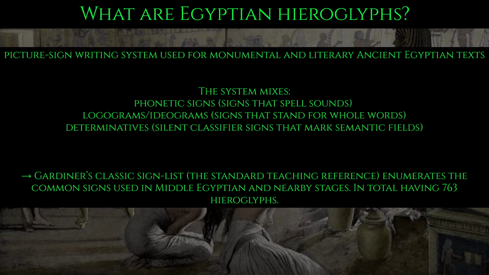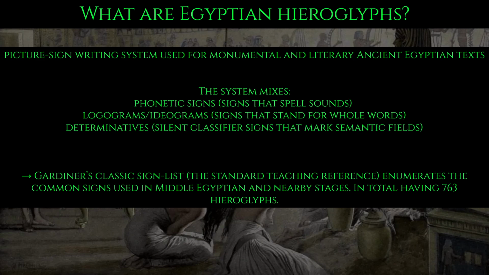Now, hieroglyphs are the picture sign writing system used for monumental and literary ancient Egyptian texts, mostly Middle Egyptian. This system mixes phonetic signs, signs that spell sounds, with logograms or ideograms. Those are signs that stand for whole words. And determinatives, those are silent classifier signs that mark semantic fields.